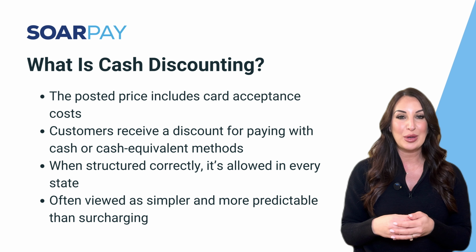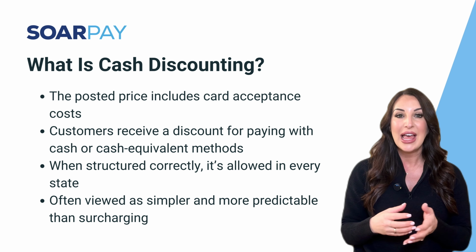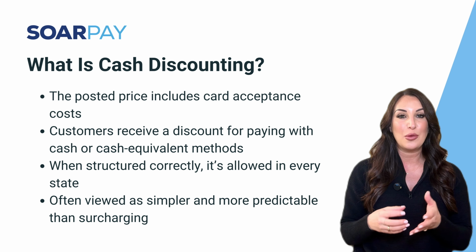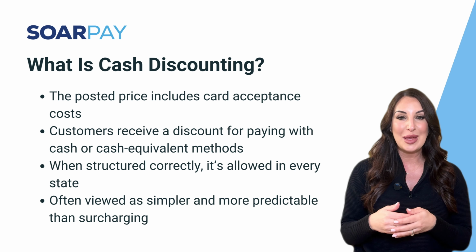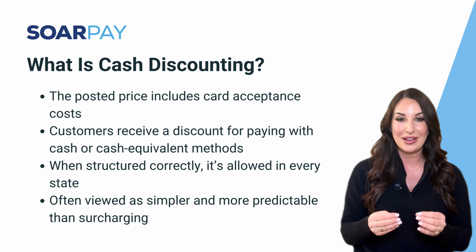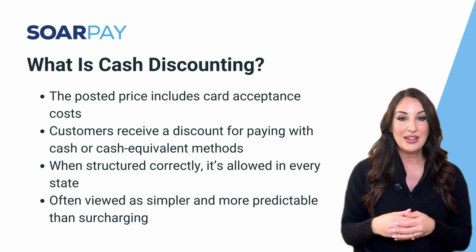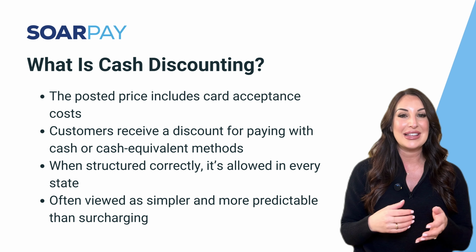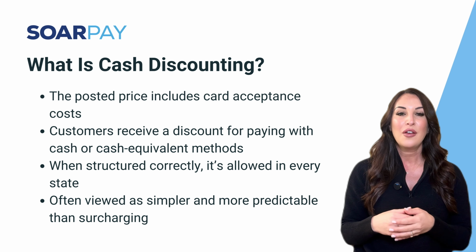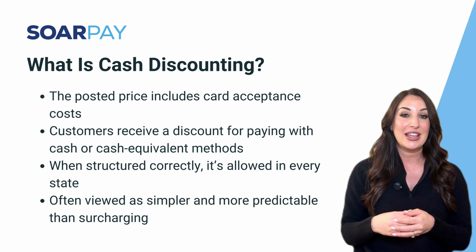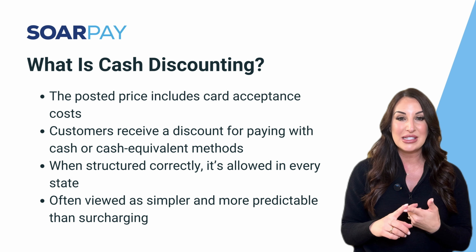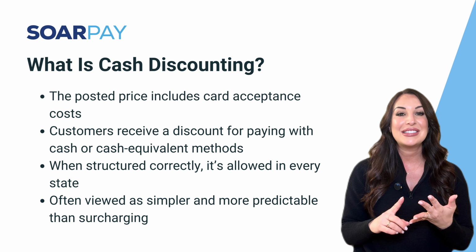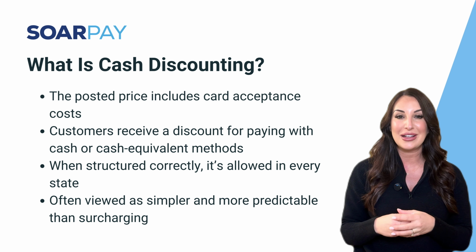Next is cash discounting. With cash discounting, the posted price reflects the cost of accepting cards, and customers receive a discount when they pay with cash or a cash equivalent payment method. Instead of adding a fee at checkout, the savings are applied based on how the customer pays. When structured correctly, cash discounting is allowed in every state, which is why many merchants view it as a simpler or safer option from a legal standpoint. That said, it still requires clear pricing, proper setup, and consistent communication to avoid customer confusion.